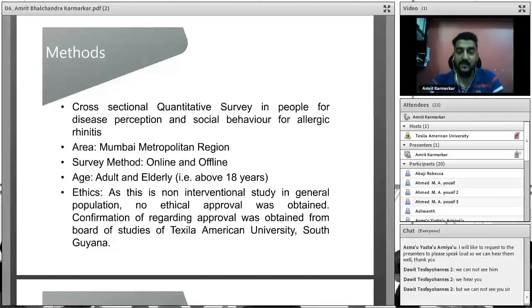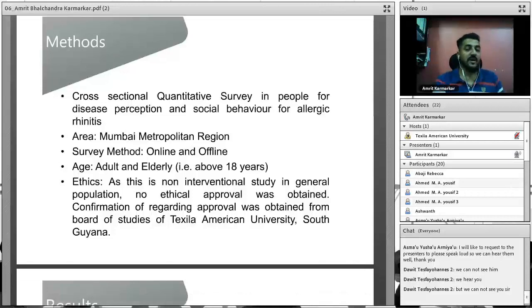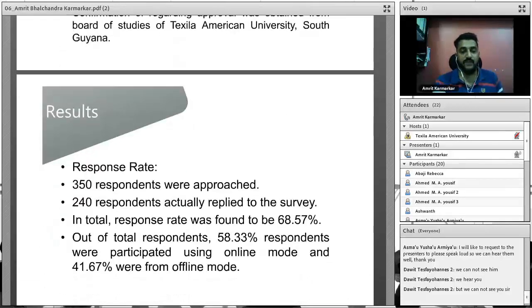Before making the questionnaires, we did a pre-pilot study in discussion with MS ENT as well as MBBS doctors. Then we also discussed ethics, and after the pre-pilot study we did the pilot study, and then finalization of the protocol was done. As it's a non-interventional study, we are not administering any drugs or any conditions which can hamper, and the surveyed population is healthy, and therefore no ethical approval was sought. Approval was taken from the Board of Studies of Texas American University.